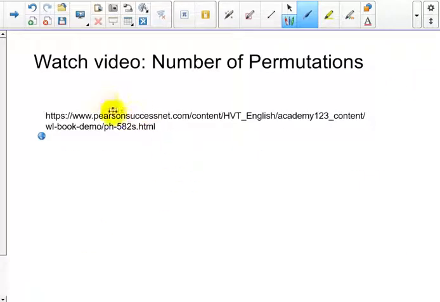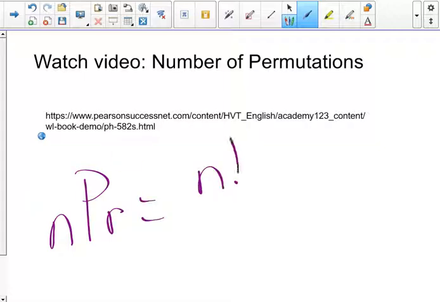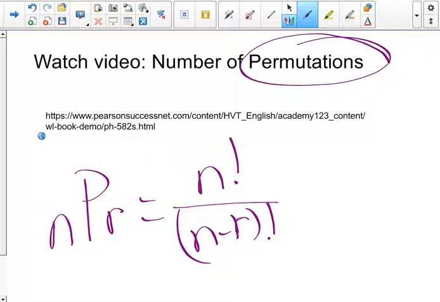All right, now we're going to start 2 formulas. The first one we're going to learn is number of permutations. Now this is what the formula looks like, and I want you to write it at the top of your first page. So nPr equals n factorial over n minus r factorial. Okay, that's what it looks like. Now this is for permutations. All right, and let's watch this video.